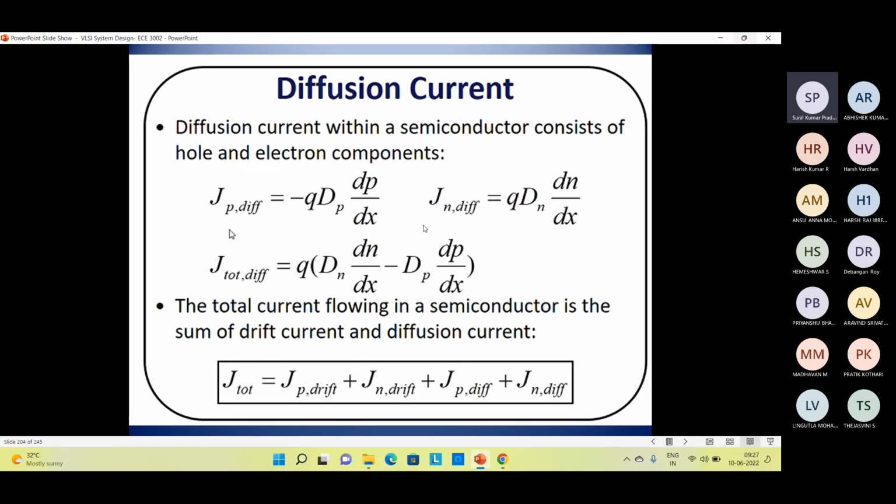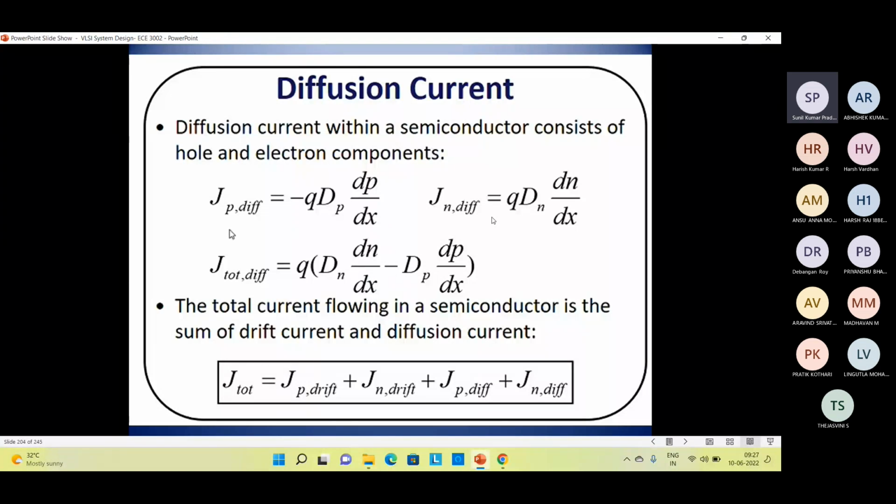And if we can go further, we can discuss the diffusion current. The diffusion current within a semiconductor consists of hole and electron components, because in a semiconductor you have two components, one is hole and another is electrons. So we can represent this in this way. Diffusion current for hole: P is our hole and DIFF is our diffusion current. So the diffusion current density J is nothing but minus Q dp by dx. Okay, so this is our diffusion current density equation.